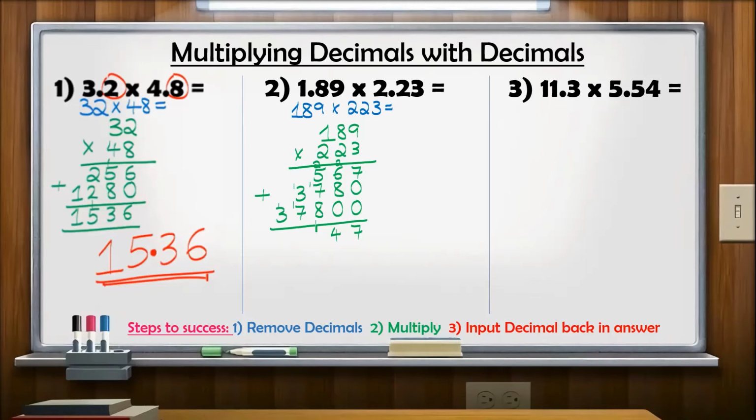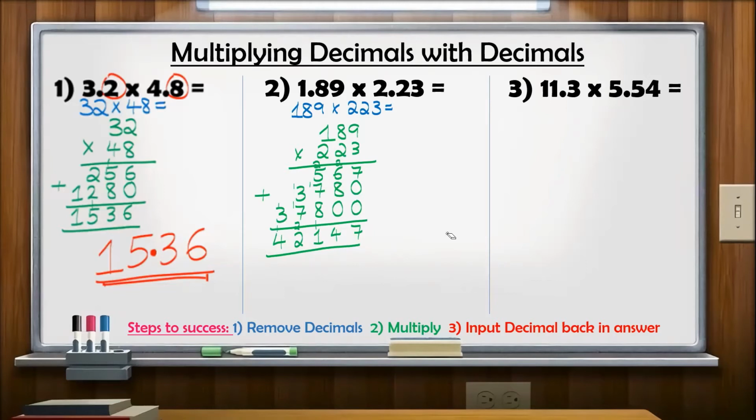Plus the 8 is 20, plus the 1 is 21. So I put my 1 here and carry over my 2. 3 plus 7 is 10, plus the 2 is 12. Put my 2 here and carry over the 1. And 3 plus 1 is 4. So the answer to 189 times 223 is 42,147. Now my final step requires me to input my decimal back into my answer.